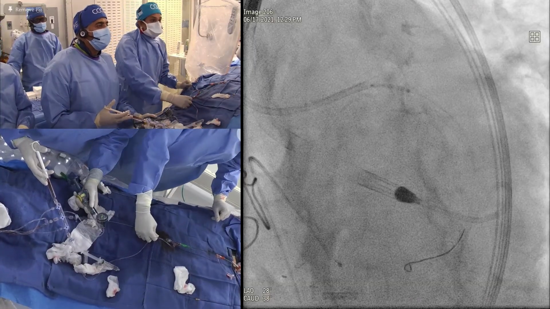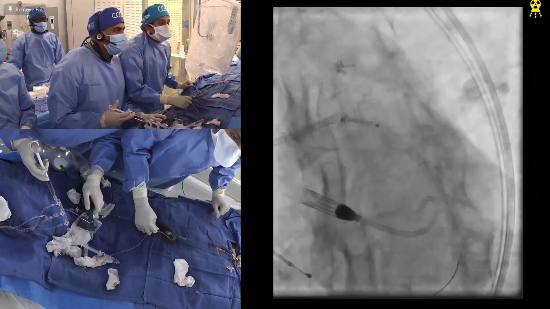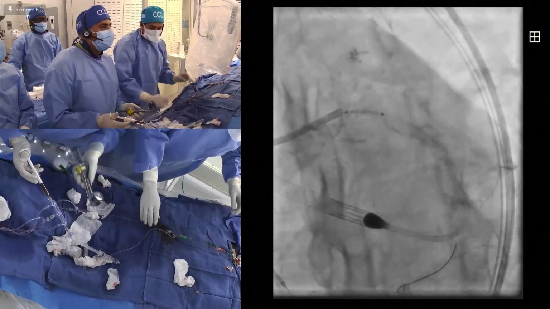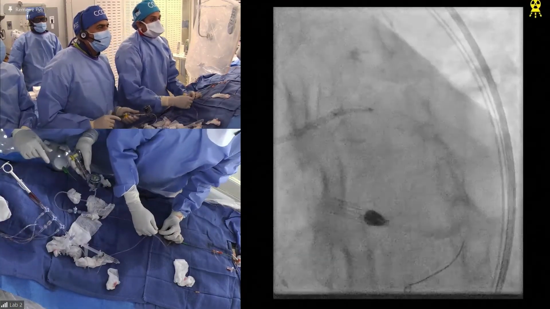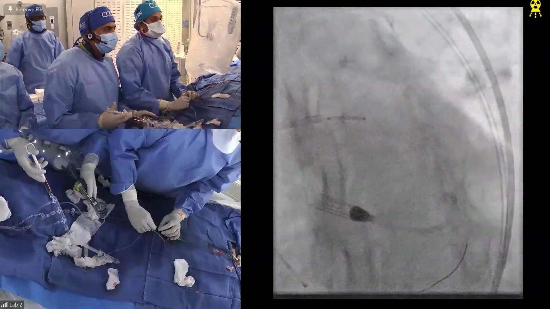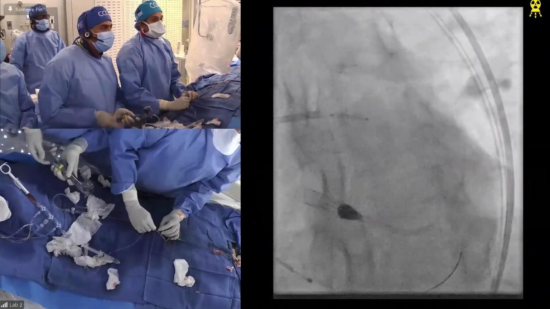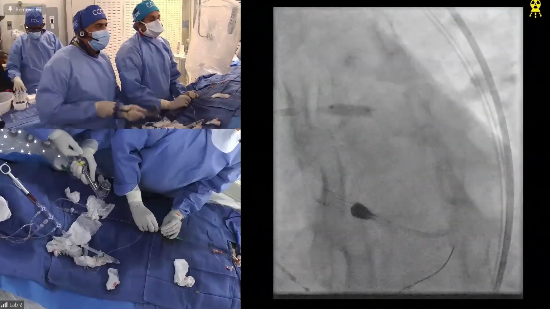Okay, so now we are going to confirm. Pull back many millimeters. We are 6 millimeters too deep. This is going to look great. Okay. Just do it. Come on. Good. Nice. So we'll post dilate the proximal, I think, left main with 4.0.